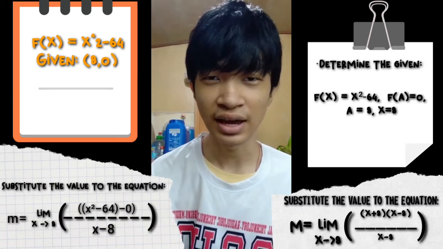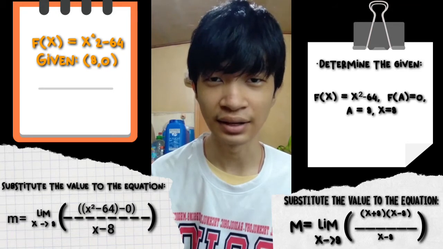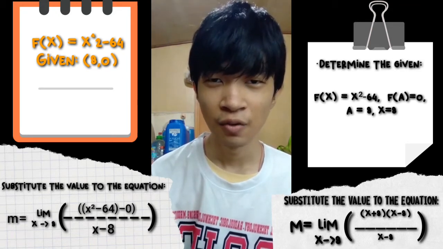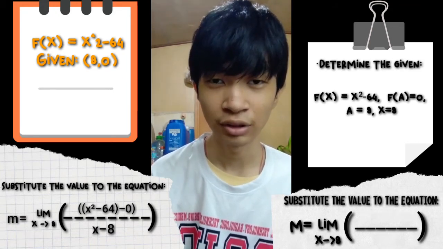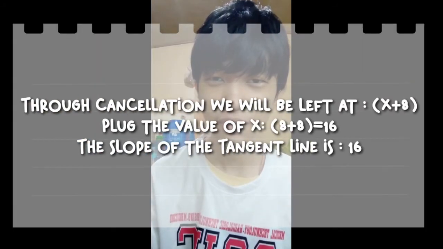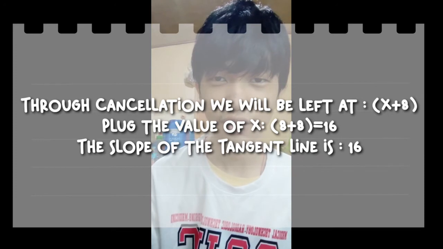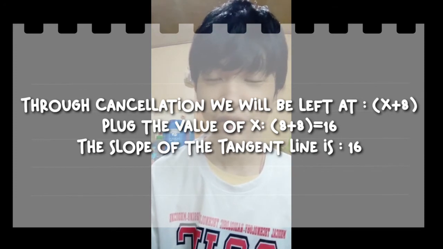Substitute the function of a, the function of x, and the a. Now, we have to simplify each term and factor out the numerator. Cancel the following terms and then substitute the value of x. Now we know that the value of m is equal to 16.